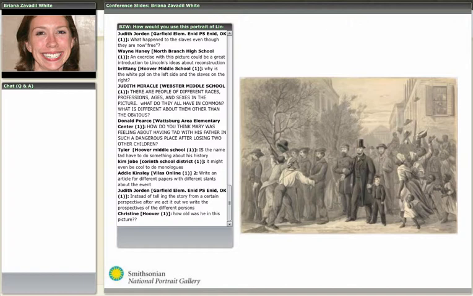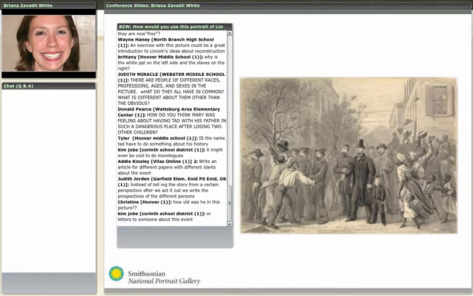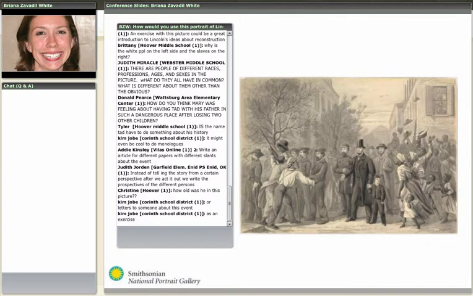And Christine asks, how old was Lincoln in this picture? Lincoln was born in 1809, and this is 1865. So 54. Math is certainly not my strong suit. 54, right? Yes.